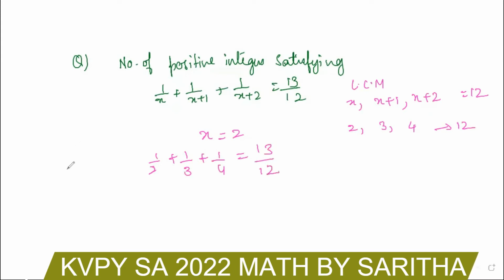Suppose we think of higher values, let's say x is equal to 3. As you increase the x value, the denominator is going to increase and the LCM will not come as 12. So x equal to 2 is the only value which satisfies this equation.